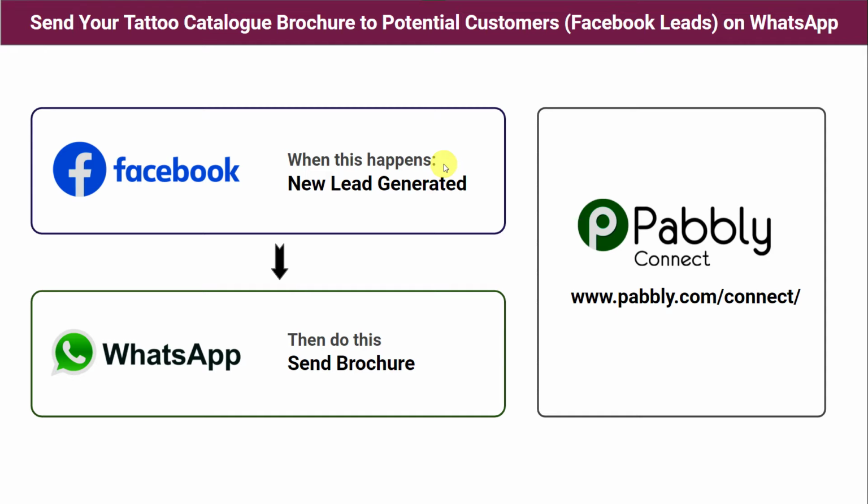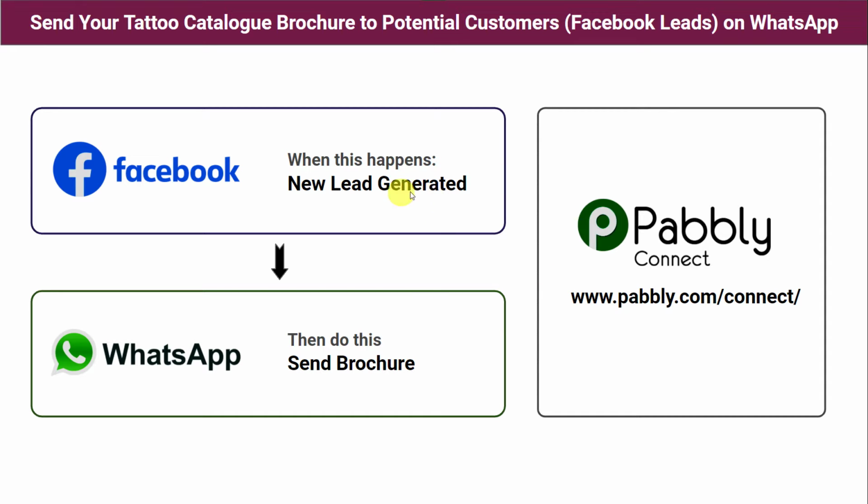So whenever someone clicks on those ads, a Facebook lead ad form will get open. Now you want that whenever that Facebook lead ad form is filled, your tattoo catalog brochure should be sent on the WhatsApp number of the potential customer. For doing this, you have two options.